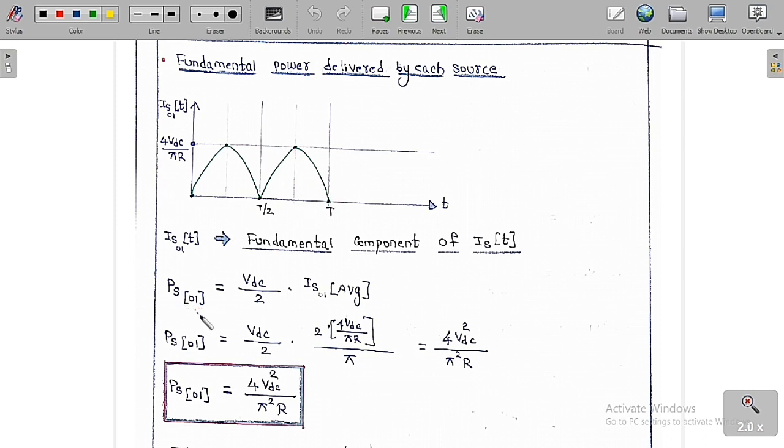Now I want to find the fundamental power delivered by each source, which is VDC by 2 into the average value of the fundamental component of the source current. So VDC by 2 into the average value, which is equal to 2 times the peak value by pi. So we are going to get it like this. This much fundamental power is supplied by each source.